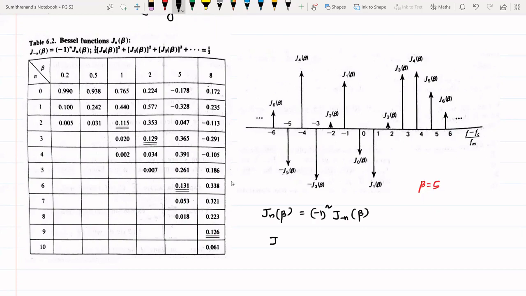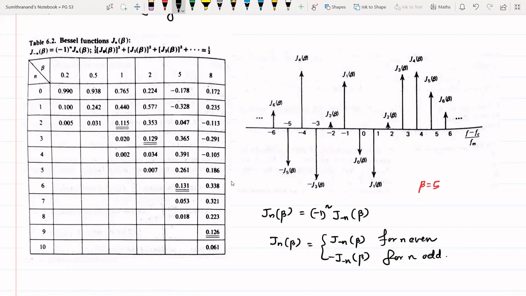So this can also be written as Jn of beta is equal to J minus n beta for n even, and minus J minus n beta for n odd. So this means that J n beta and J minus n beta, when n is odd, have opposite signs. But J2 beta and J minus 2 beta have the same sign since n is even, and so on.